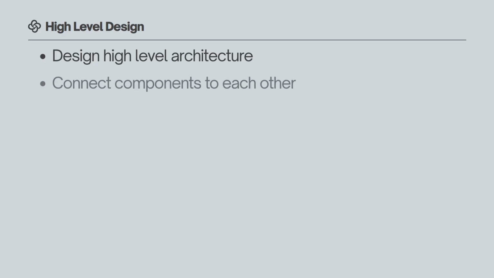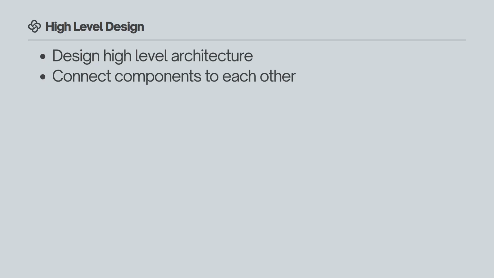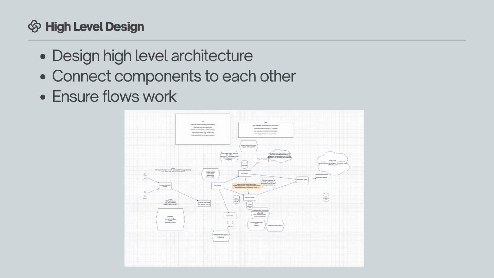So after we have those inputs, outputs, after we have this understanding, we will probably go into this high-level design. So we are going to have this high-level architecture, and we are basically connecting the components. So we are going to draw some of the rectangles, we are going to connect them together, we are going to put some arrows in different directions, and we are going to ensure that all the flows work, so that we have some data here, we have some data there.